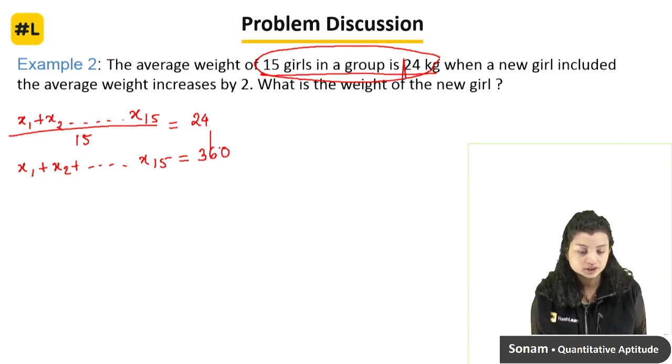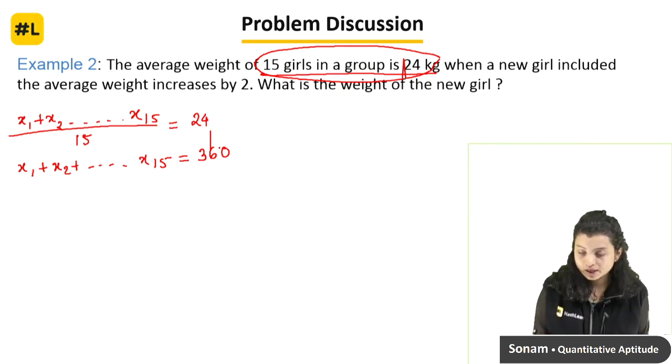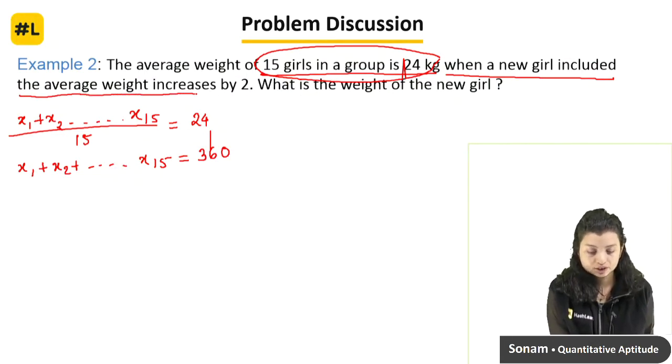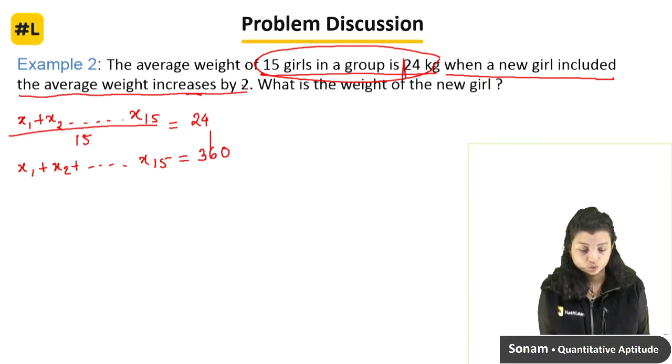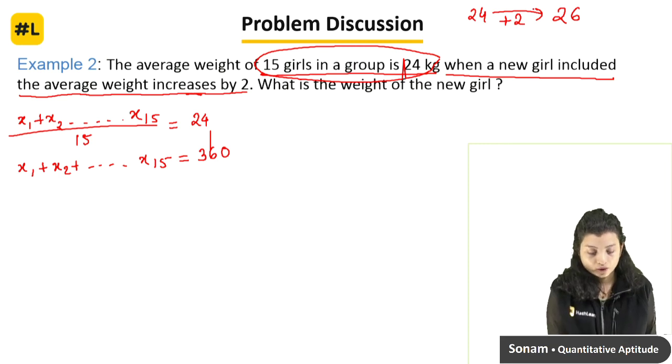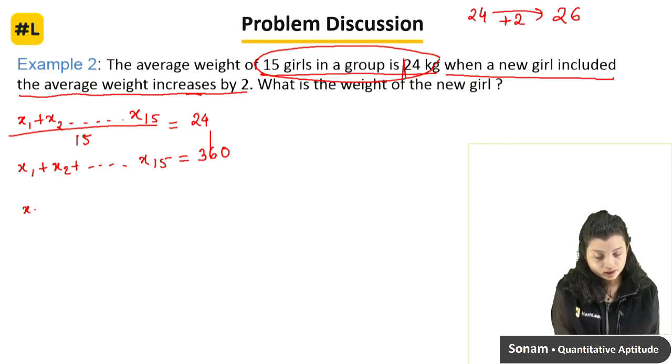Okay, this is your first information done, correct? You used your first information. Now let's read the second information. When a new girl is included in the group, the average weight increases by 2. So the earlier average was 24, the new average becomes how much? 26, increased by 2. Okay, so let's make the equation for that.